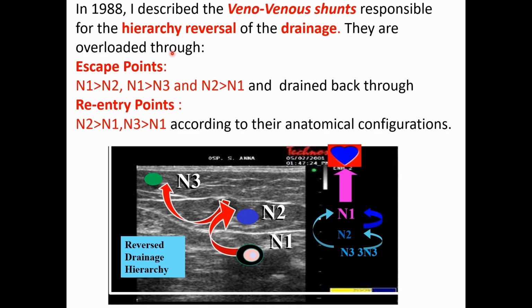They are overloaded through escape points, N1 and 2, N2 and 3, N2 and 1, and drained back through the reentry points, N2 and 1, and 3 and 1, according to their anatomical configuration. This is escape point N1, N2, N2 and 3, and N1 and 3.